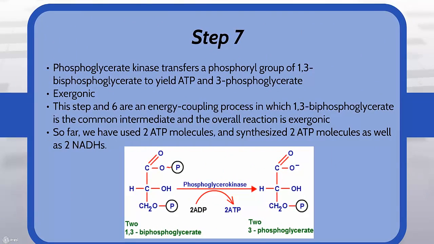For step 7, a phosphoryl group of 1,3-bisphosphoglycerate is transferred by the enzyme phosphoglycerate kinase to yield an ATP and a 3-phosphoglycerate. The step is highly exergonic and is actually why steps 5 and 6 are able to proceed. This leaves us at this point with having used 2 ATP molecules and having resynthesized 2 ATP molecules, as well as having reduced 2 NAD+ to NADHs.